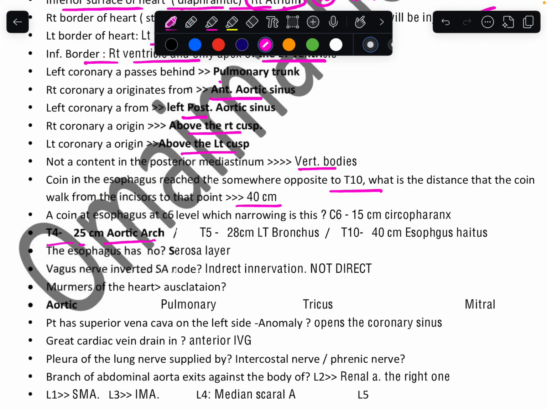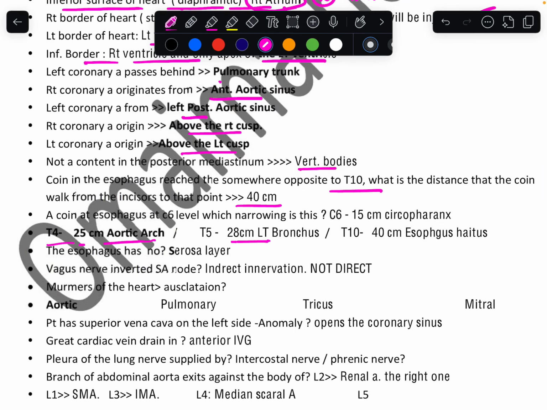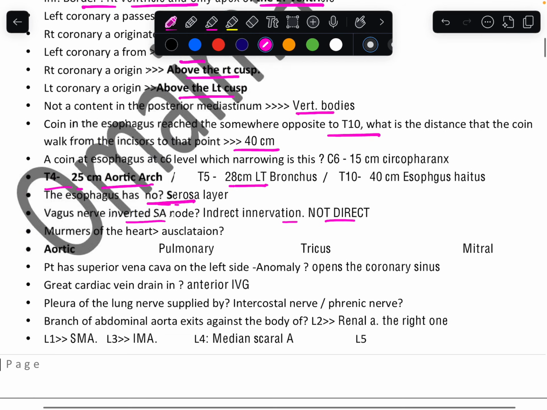T4 is 25 centimeter from arch, T5 is 28 centimeter. Aortic arch, cricoid, aortic. Esophagus has no serosa. Vagus nerve innervation to the SA node is indirect, not direct. Vagus nerve innervation to SA node, indirect, not vagus plexus.